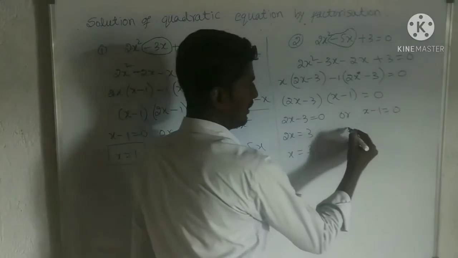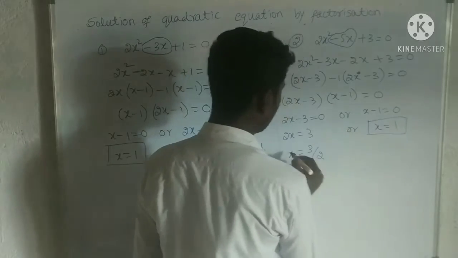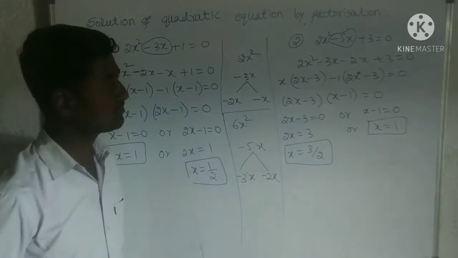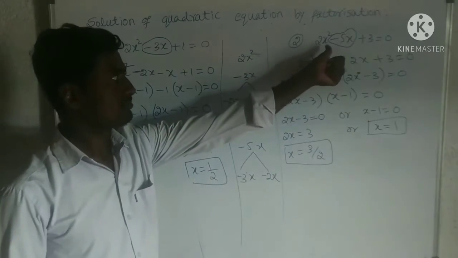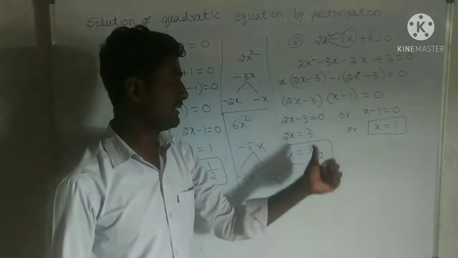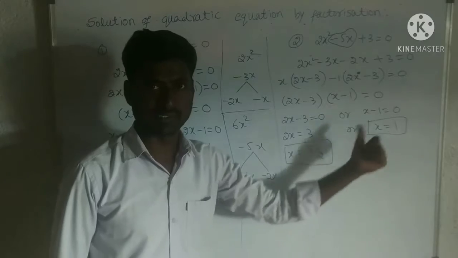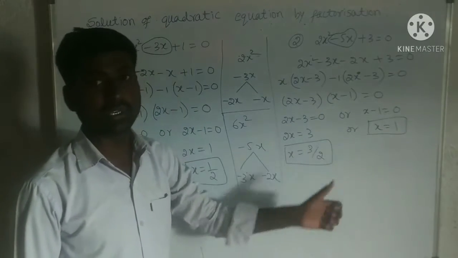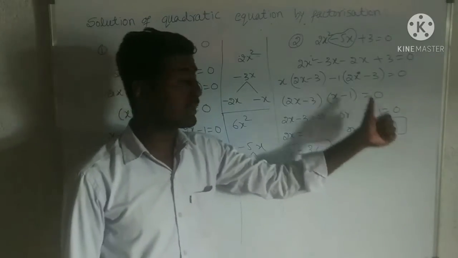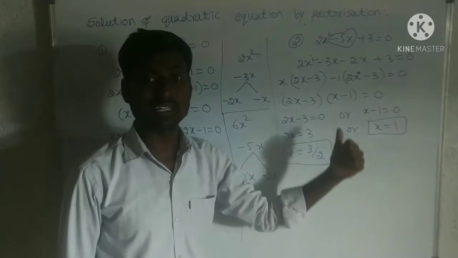Here x is equal to what? x is equal to 1. So here we got two values of x, 1 and 3 by 2. Since it is a quadratic equation, it must have two values, which means two solutions: x equal to 1 and x equal to 3 by 2. These are called the roots of the quadratic equation.